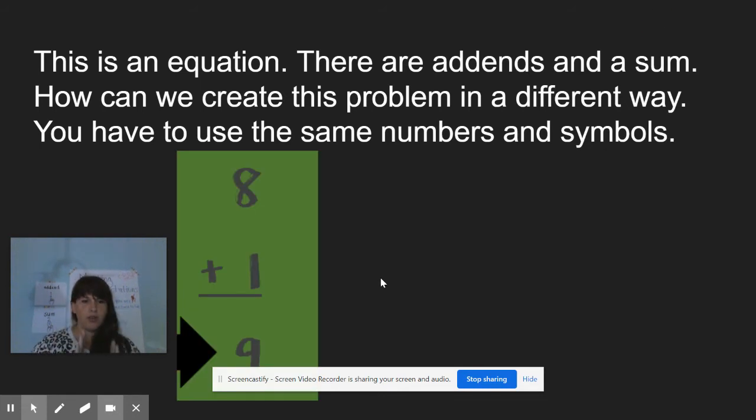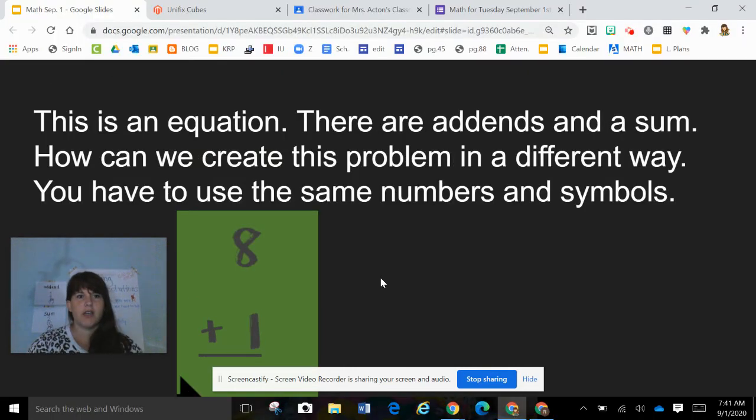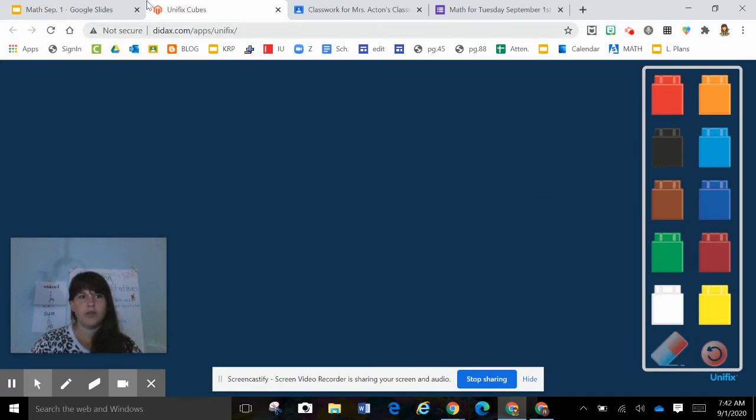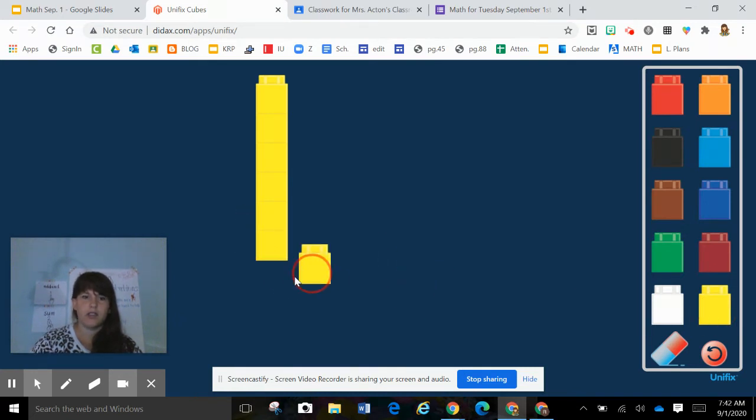All right, so this one I wrote the equation going up and down. So I got 8 plus 1 equals 9. All right, let's go back to our tool. So we want to undo. It was 8 plus 1, right? 8 plus 1 equals 9. So let's do, I'm going to try yellow now. 1, 2, 3, 4, 5, 6, 7, 8. And then this next one's easy, plus 1.